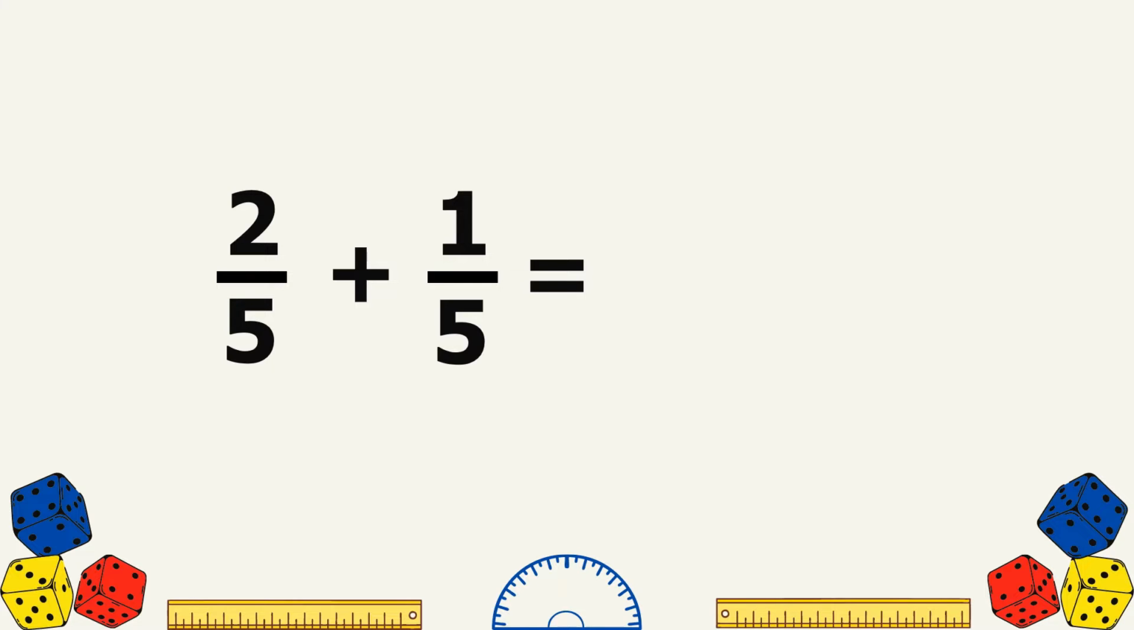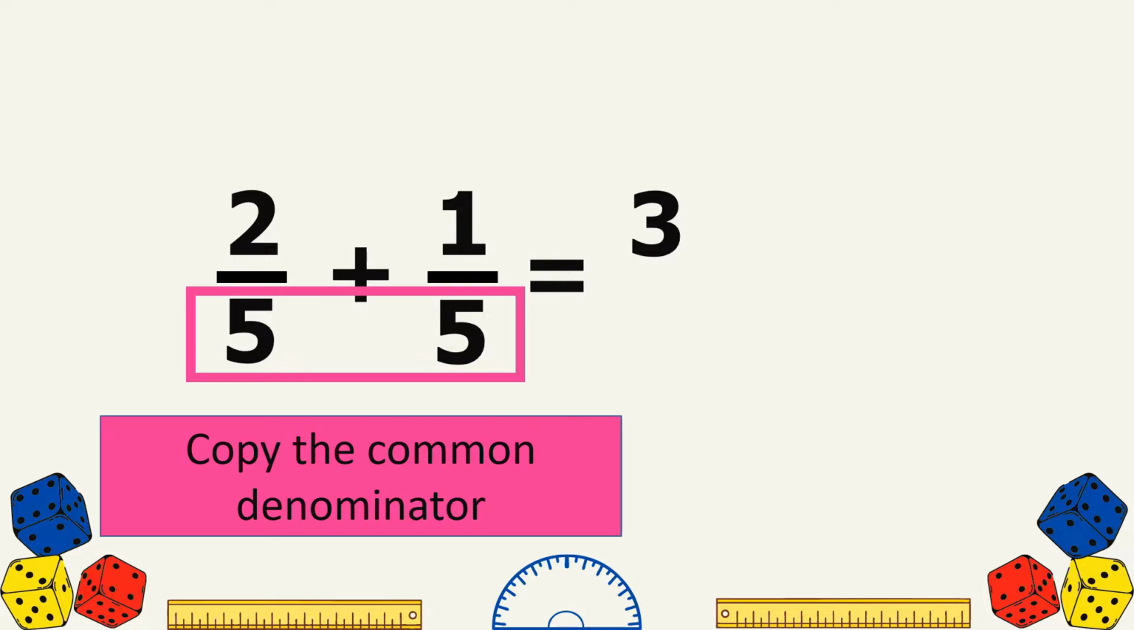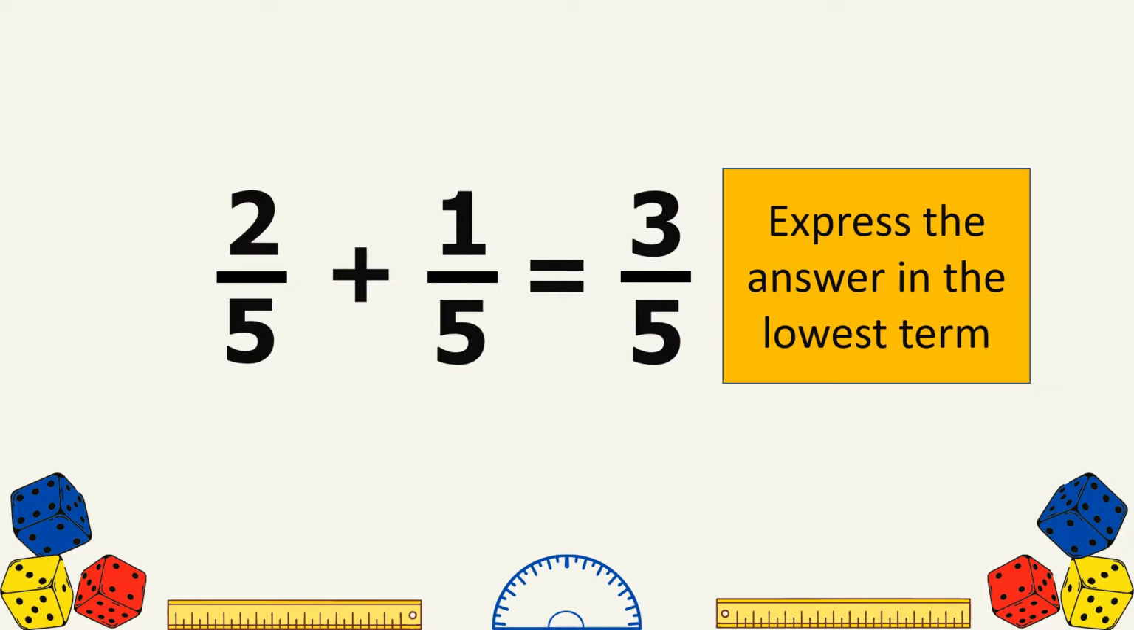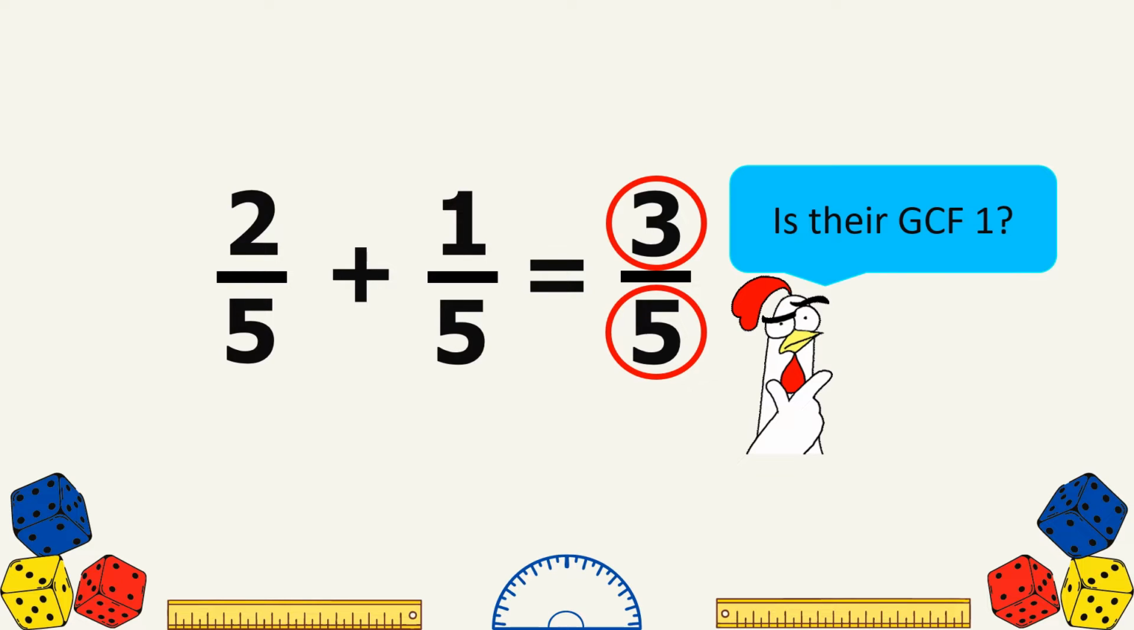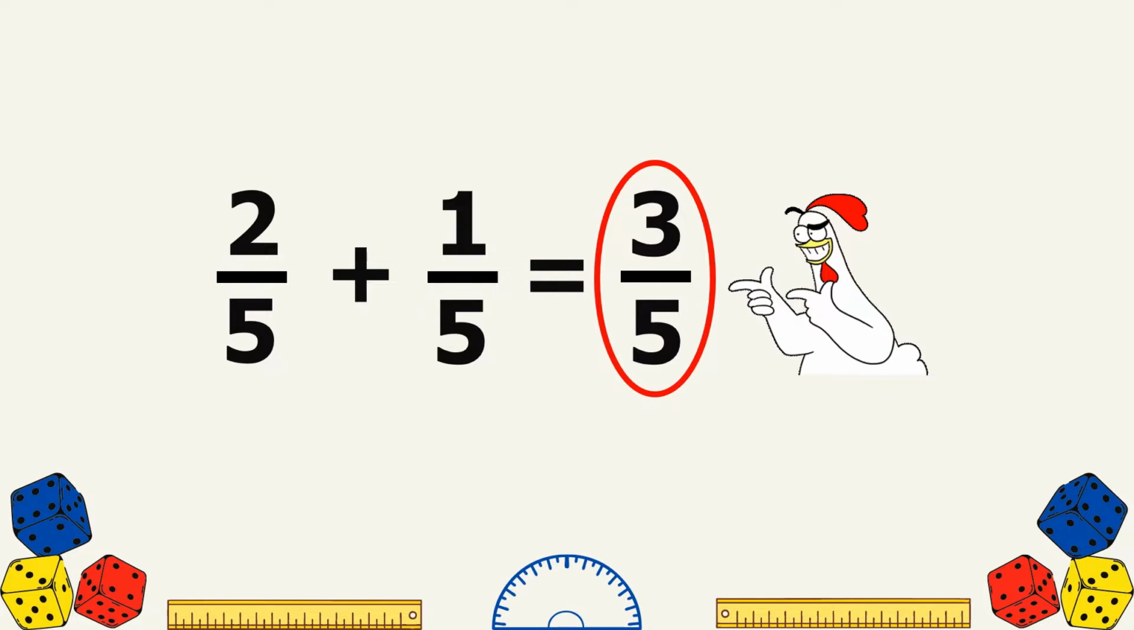We have here 2/5 plus 1/5. First, add the numerators. So 2 plus 1 equals 3. Then, copy the common denominator, which is 5. Remember to express the answer in the lowest term. So, is the GCF of 3 and 5 already 1? Yes, it is. The GCF of 3 and 5 is 1. So, 3/5 is already in the lowest term, and it is the final answer.